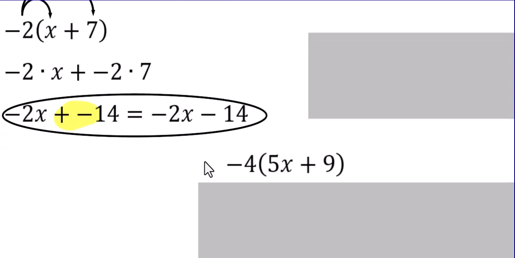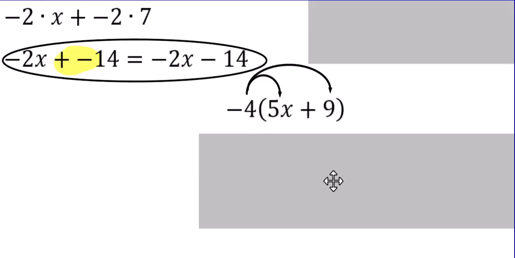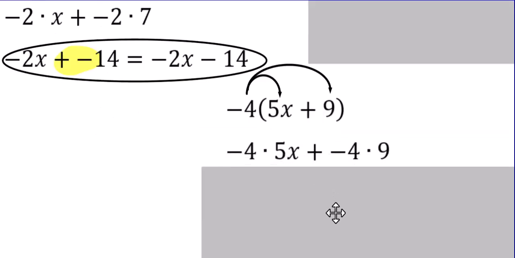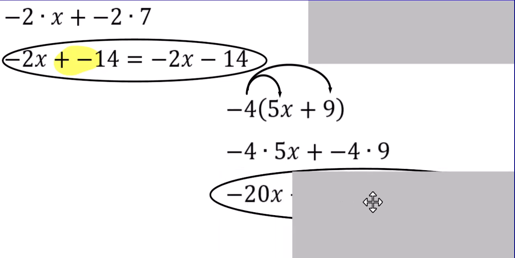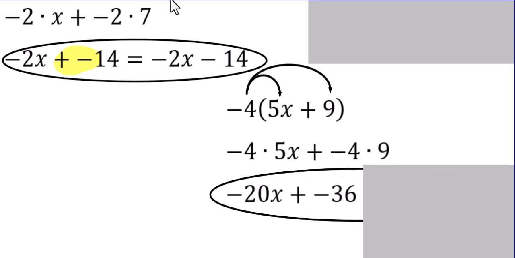Let's try a second example. Let's distribute the negative 4 into the parentheses. So we'll take negative 4 times 5x and negative 4 times 9. So we can write this as negative 4 times 5x plus negative 4 times 9. Negative 4 times 5x is negative 20x, and negative 4 times 9 is negative 36.